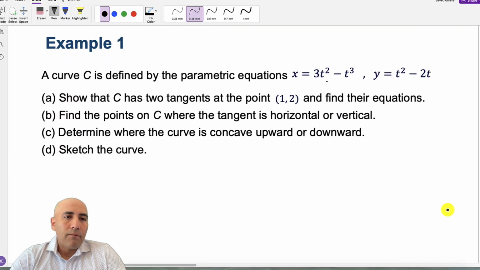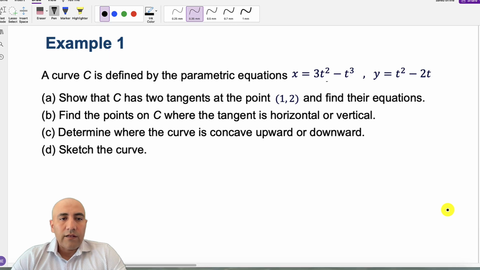Example 1. A curve C is defined by the parametric equations x = 3t squared minus t cubed, y = t squared minus 2t. A: Show that C has two tangent lines at the point (1, 2), and find their equations. B: Find the point on C where the tangent lines are horizontal and vertical. C: Determine where the curve is concave upward and downward, and D: sketch the curve.